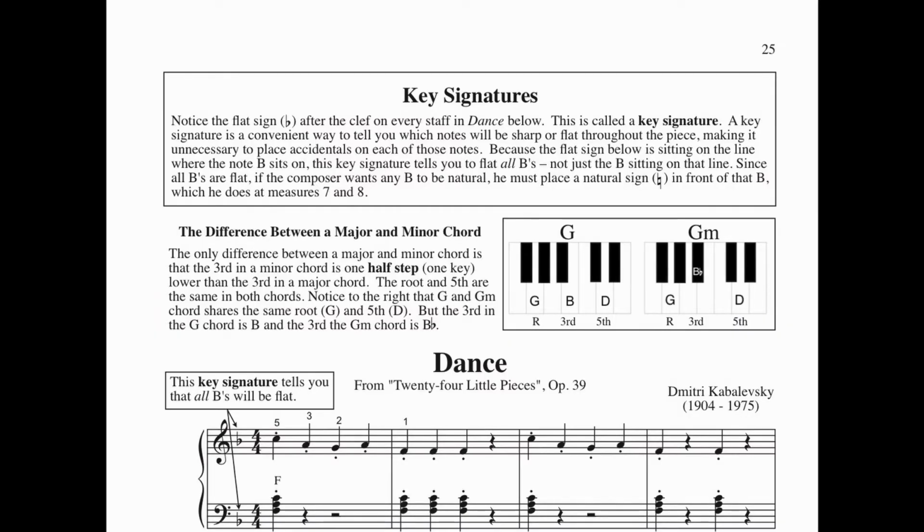Going to be going through page 25 in the beginning book. Today we're going to be talking about key signatures and also the difference between major and minor chords. And we're going to be using Dance by Dmitri Kabalevsky as an example of those two items.